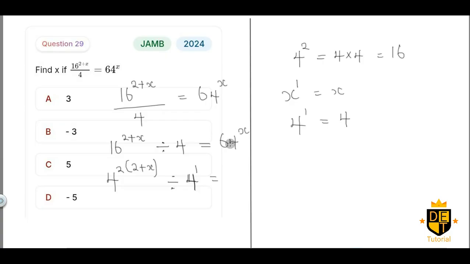So 64 in index form, with 4 as the base number, is 4 raised to the power of 3, and I put down the x that I had before. That is 4 times 4 times 4, which gives 64. So your 64 is the same thing as 4 raised to the power of 3. So how did I get 4 raised to the power of 3?